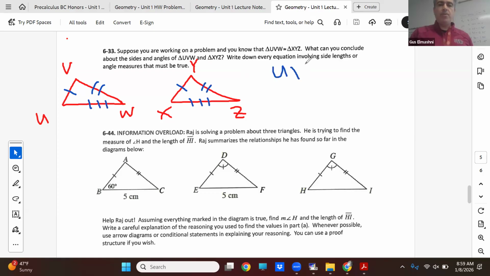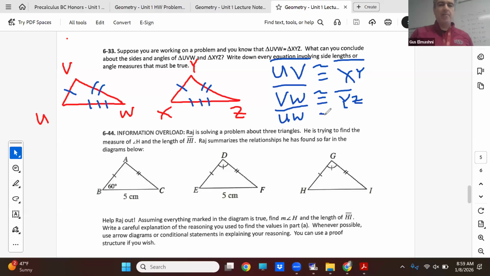Is UV congruent to XY? Yeah, of course. Is VW congruent to YZ? Yes. And lastly, is UW, and the order in which you write these letters doesn't matter, it's only for triangle congruence we care about that. Yes.